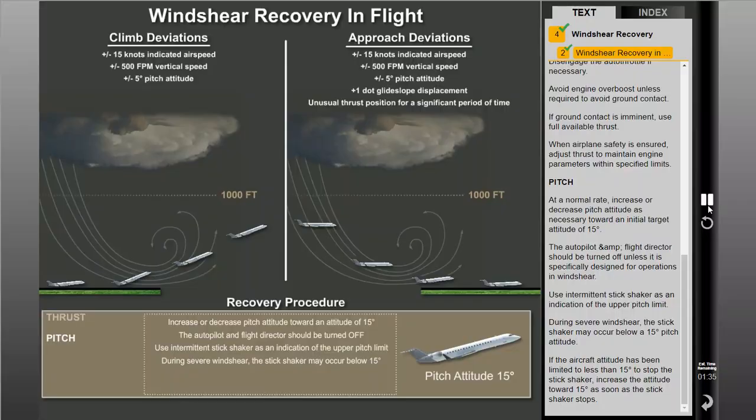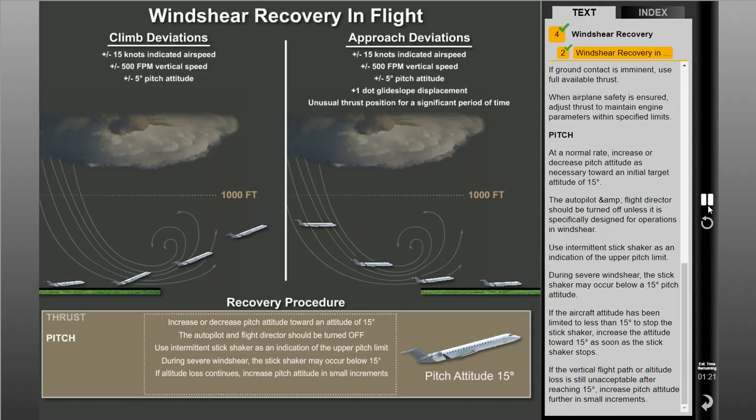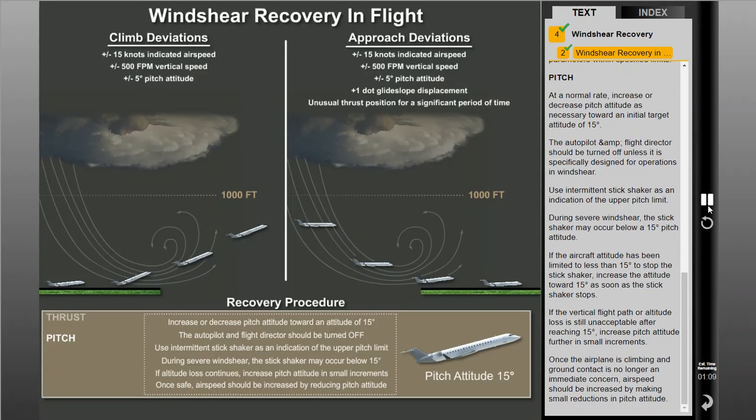If the aircraft attitude has been limited to less than 15 degrees to stop the stick shaker, increase the attitude toward 15 degrees as soon as the stick shaker stops. If the vertical flight path or altitude loss is still unacceptable after reaching 15 degrees, increase pitch attitude further in small increments. Once the airplane is climbing and ground contact is no longer an immediate concern, airspeed should be increased by making small reductions in pitch attitude.